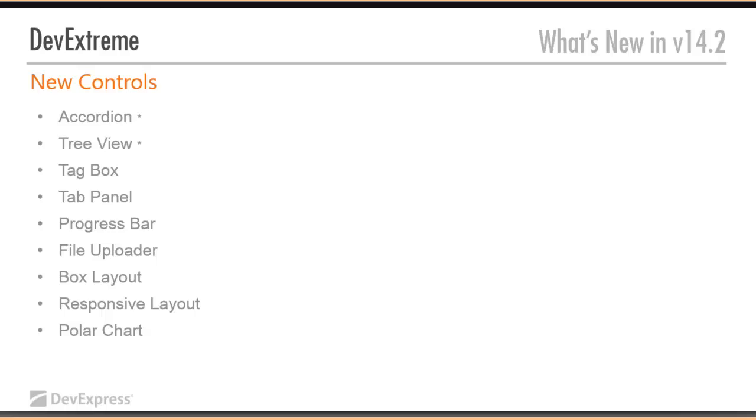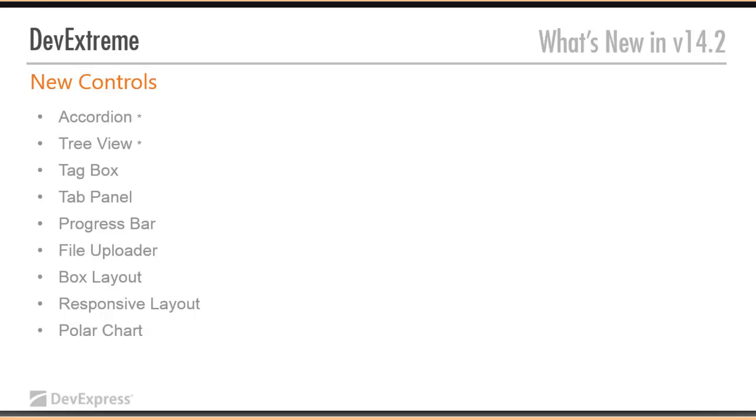So we've seen the addition of a tag box, the tab panel, a client-side, obviously everything's client-side, progress bar, a file uploader, and two new layout systems, one called the box layout system and the other responsive layout. We've also seen a new chart being added called the polar chart. Now, I'm going to be taking you through each one of these controls in depth so that you can see how it works and how you can implement it.